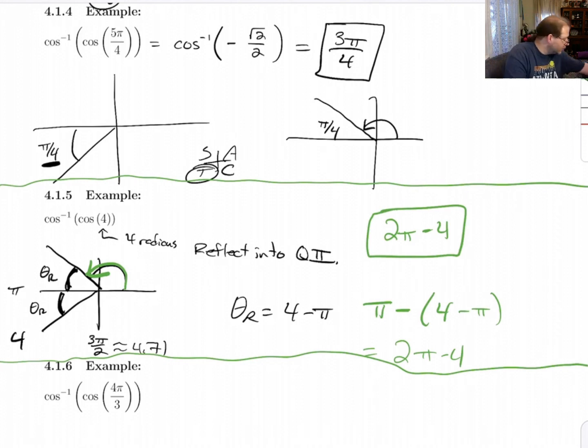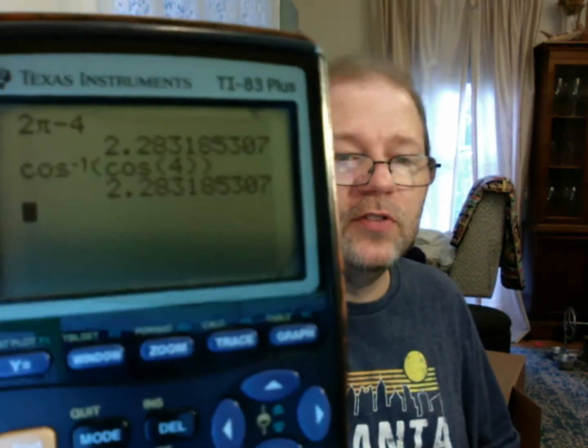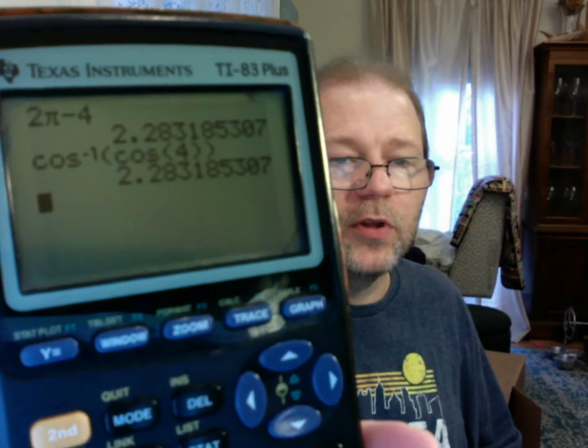And if you wanted to, you could check this on a calculator in radian mode. So let's see. I'm going to put in 2 pi minus 4. And I'm also going to put in inverse cosine of cosine of 4. And sure enough, putting this in, it gives me the same answer for both of those. So this is correct.